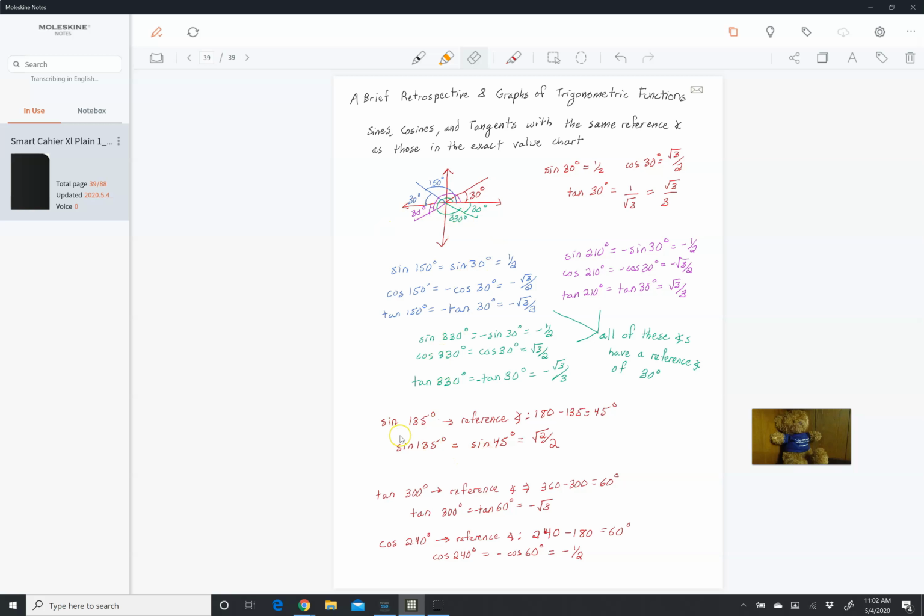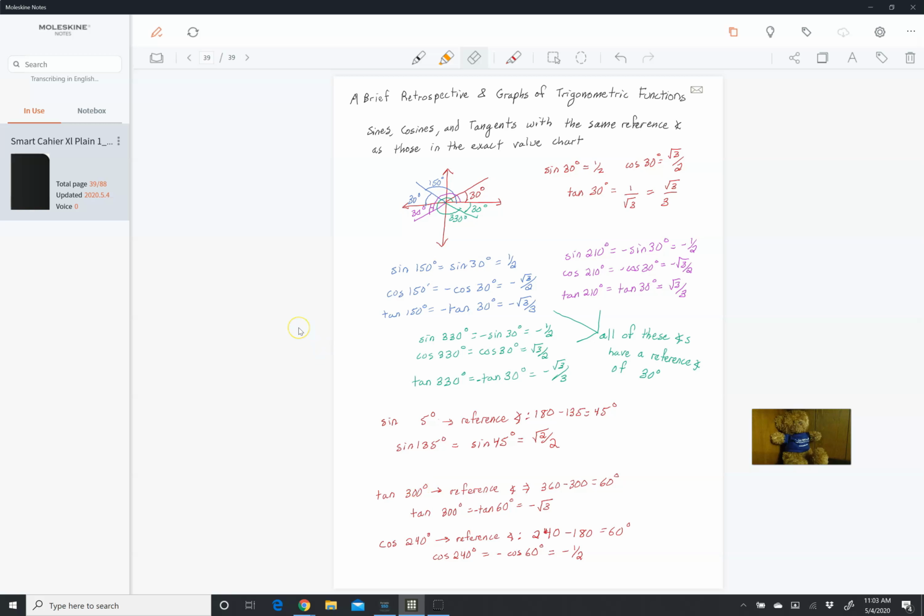The reference angles that have a reference angle of 45 degrees are 135 degrees in quadrant 2. In quadrant 3, it's 225 degrees. In quadrant 4, it's 315 degrees. So we could find the sine, the cosine, and the tangent of all of those angles.